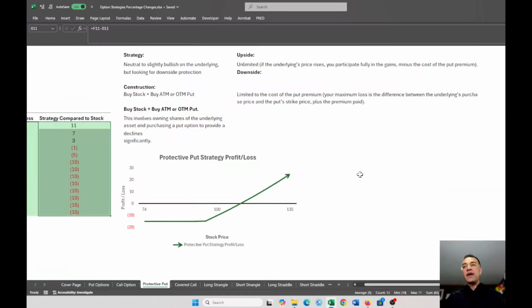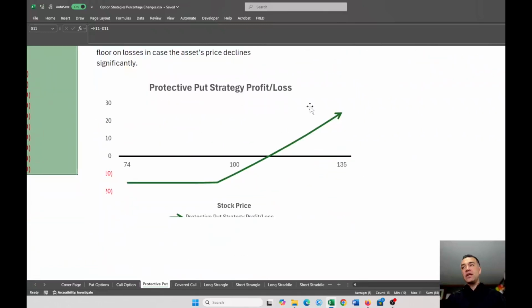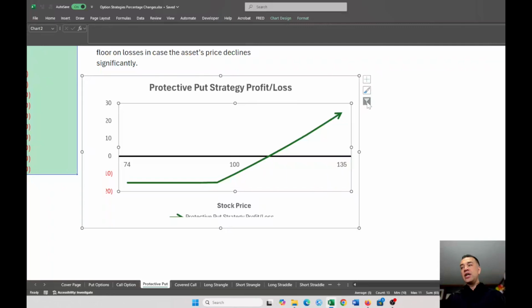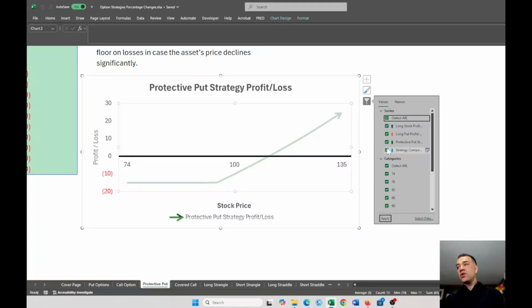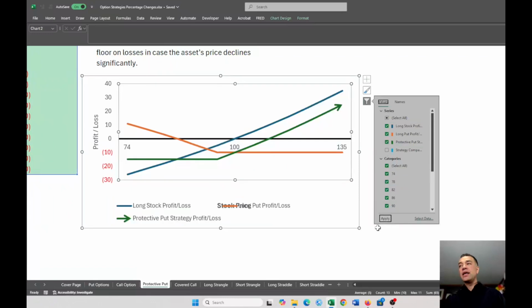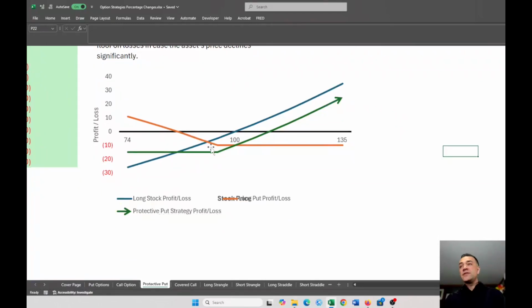So let's go over to the graph. This is the protective put graph. And what's nice about this graph is it's interactive, as in I'm going to hit the filter button. I'm going to select all those, but not the comparison, and hit apply. Let's go through these different lines here. The orange line is the put.